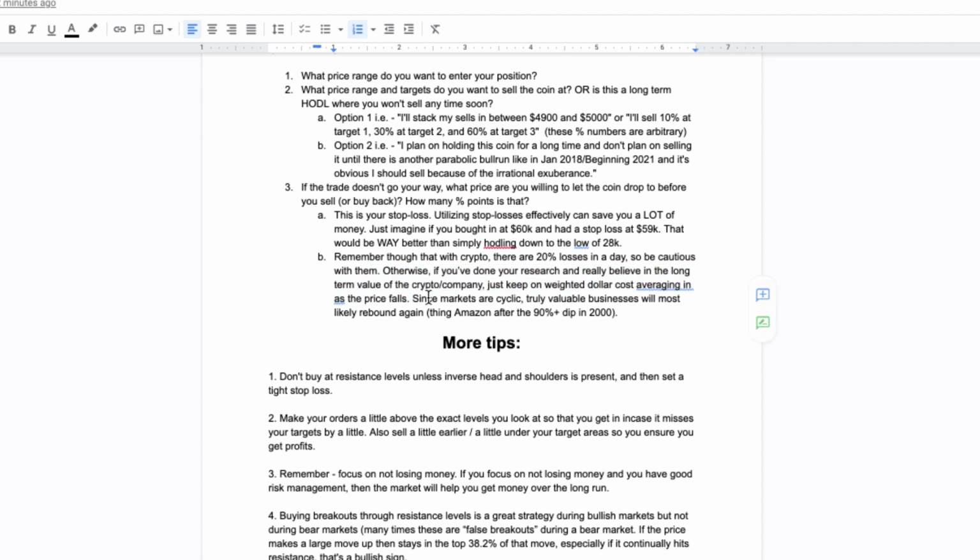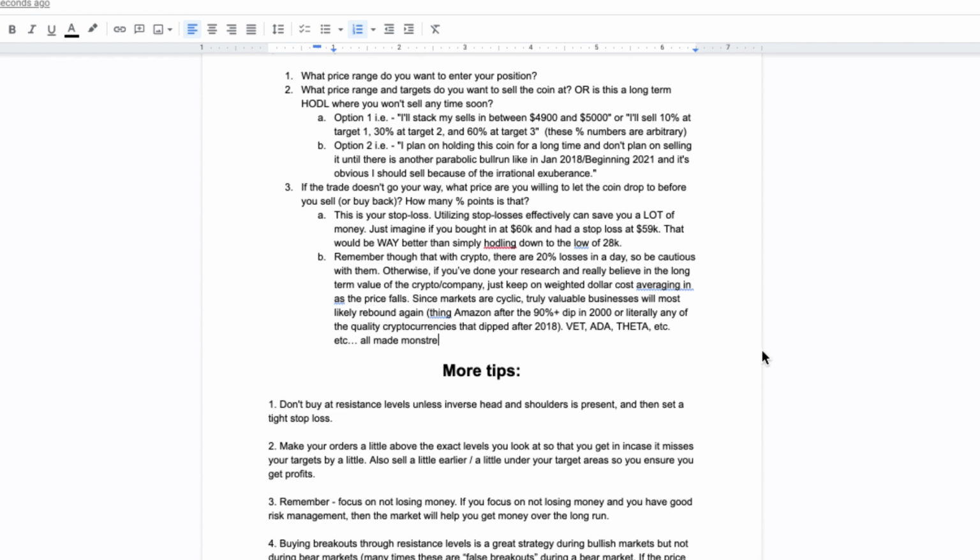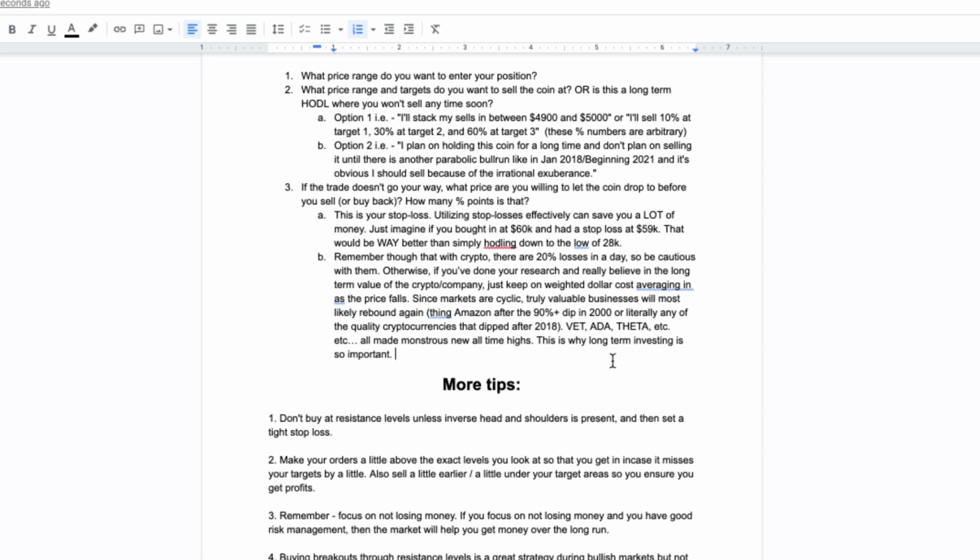And since markets are cyclic, truly valuable businesses will most likely rebound. Again, think Amazon after the 90% plus dip in 2000. Or literally any of the quality cryptocurrencies that dipped after 2018. They all, VET, ADA, Theta, etc., made monstrous new all-time highs. That's why long-term investing is so important, because you can't necessarily time that perfectly, you know?